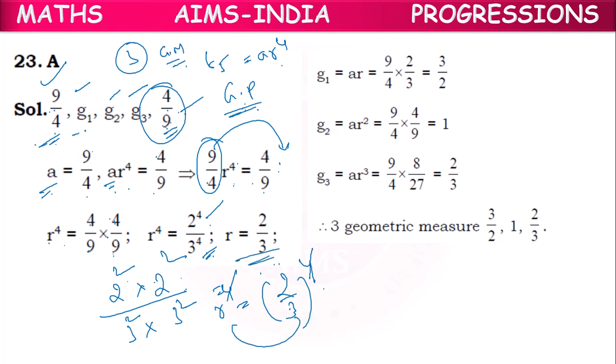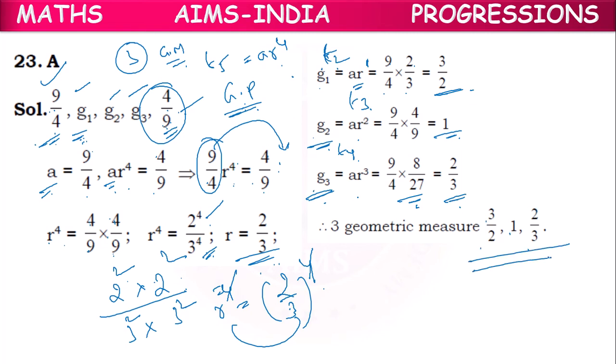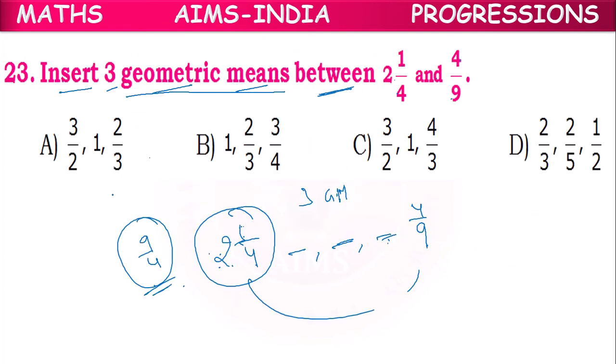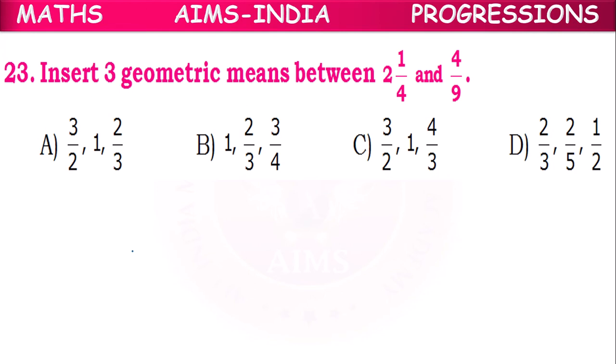Now G1, we have to find the value of G1, which is the second term T2, whose formula is AR power 1. So 9/4 into 2/3, we will get 3/2. Again G2 means the third term, AR square, we will get 1. G3 means the fourth term, AR cube, we just substitute values and get 2/3. So the values of G1, G2, G3 are 3/2, 1, 2/3 respectively. In this way we can find the geometric means, children. So for the 23rd, option A is correct.